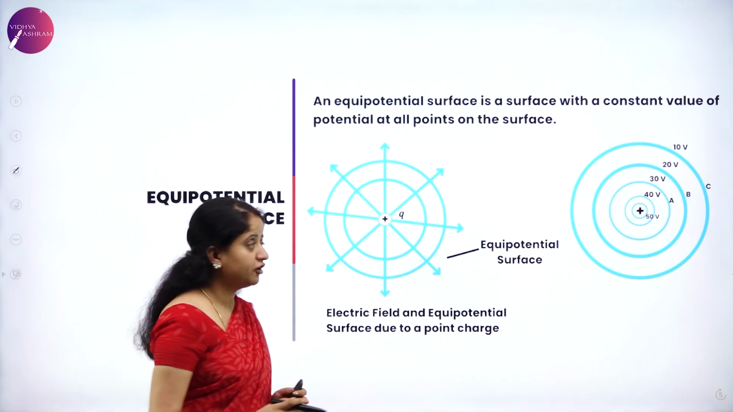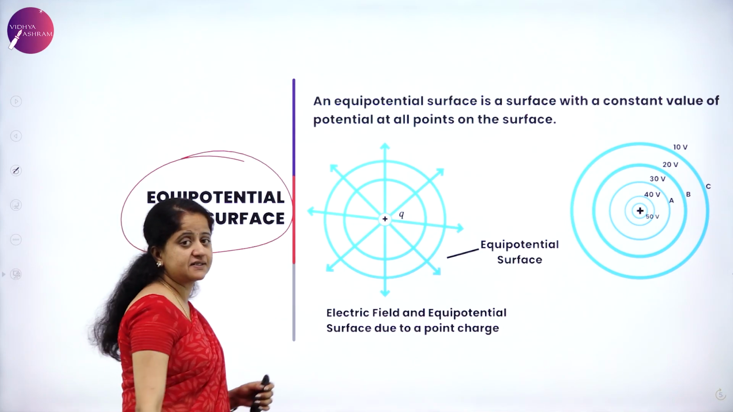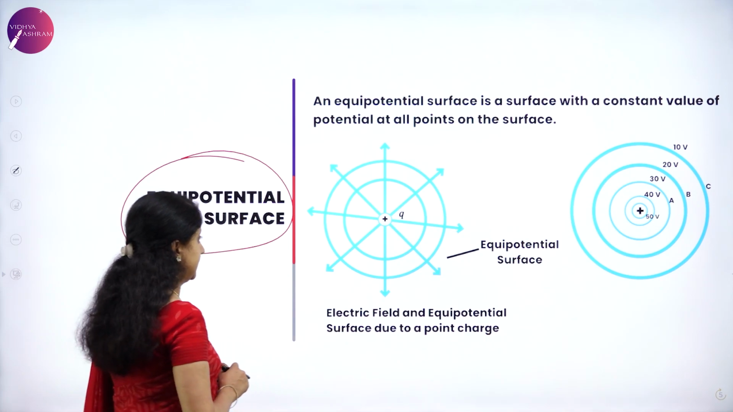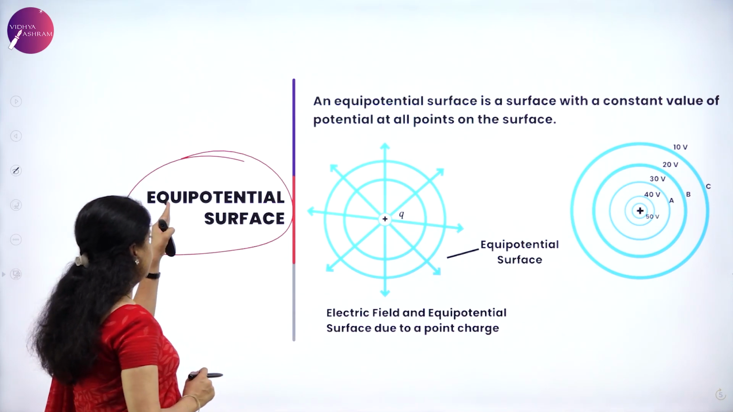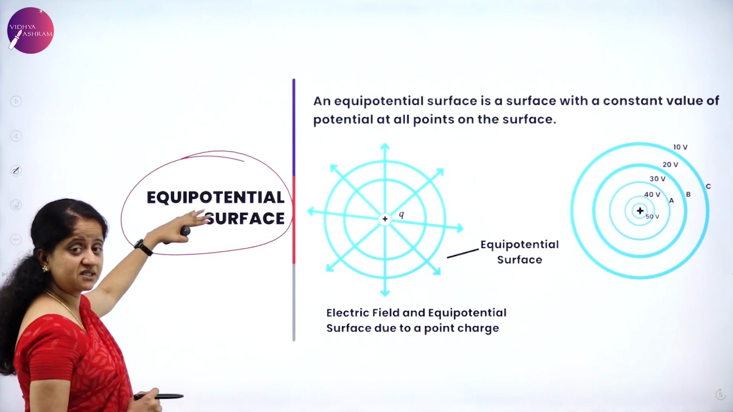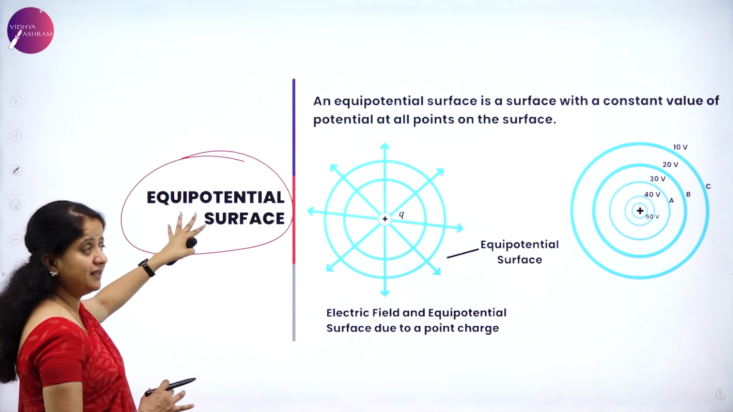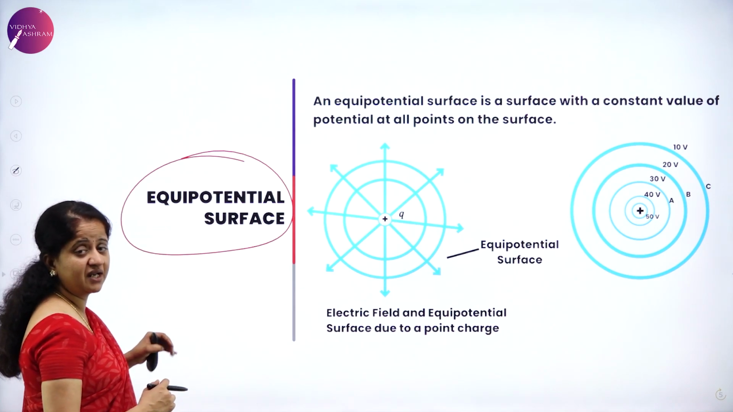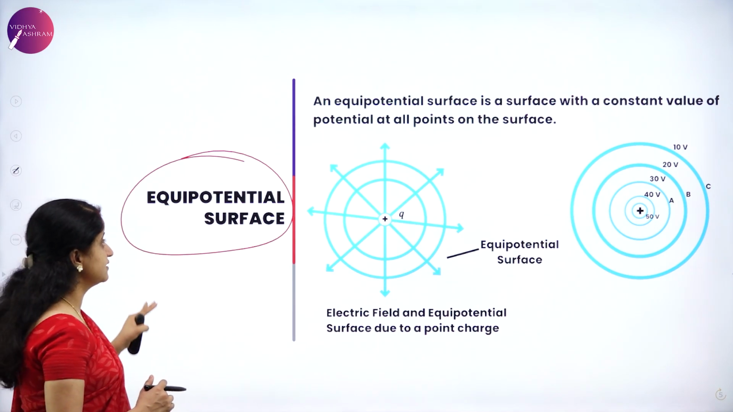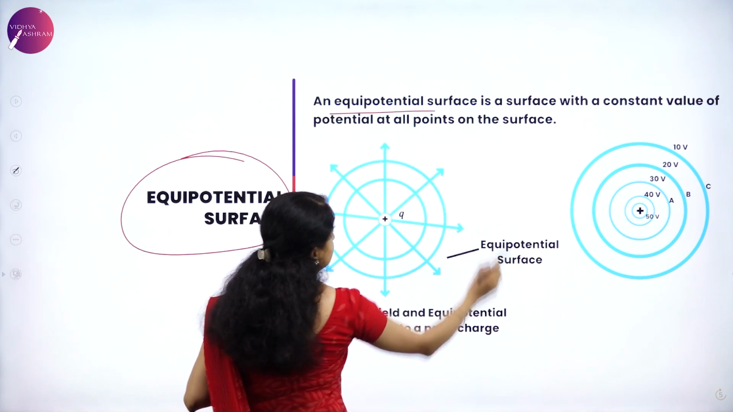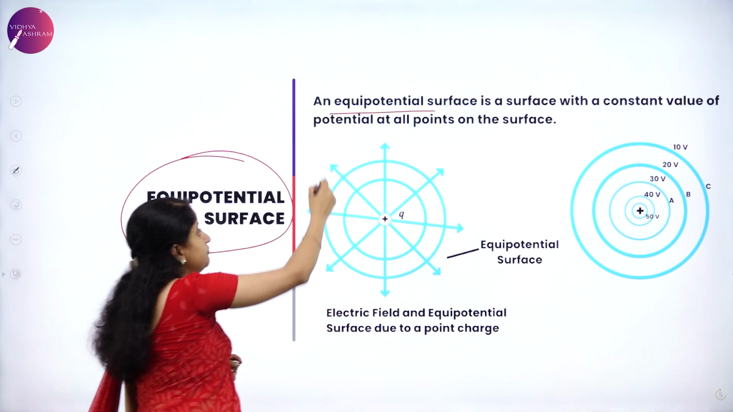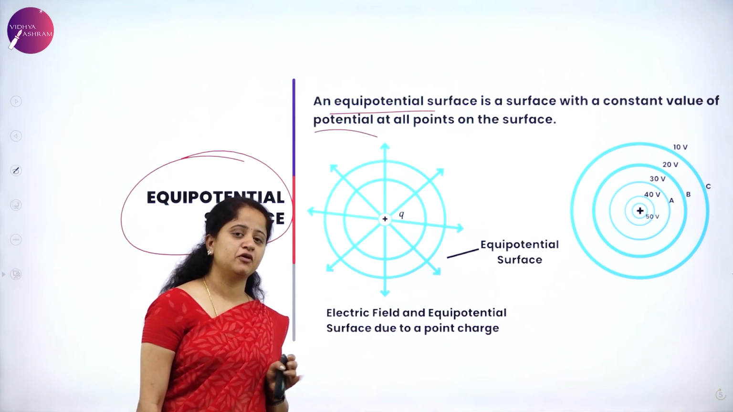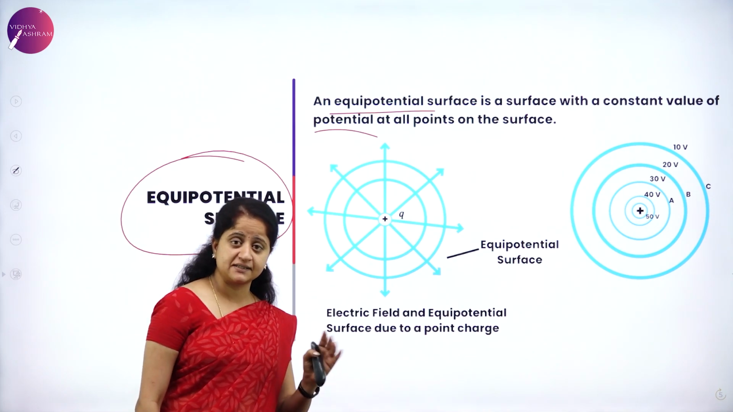So the next important topic is equipotential surfaces. We must understand this concept, which is very important in the study of electrostatic potential and capacitance. The name itself suggests the meaning of this term: any surface where the potential is the same everywhere, we will call an equipotential surface. An equipotential surface is a surface with a constant value of potential at all the points on the surface. There are a few properties of these equipotential surfaces which are very important from the examination point of view.